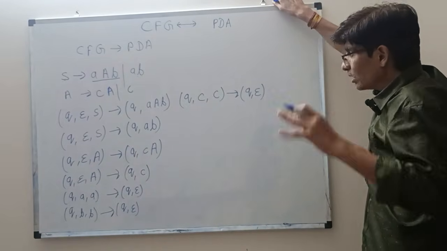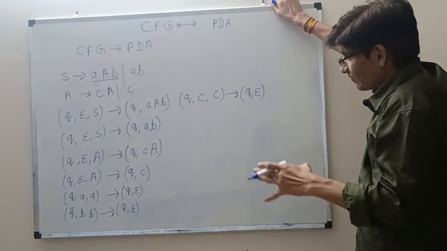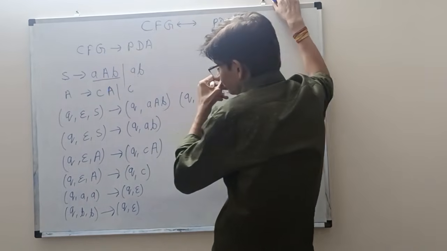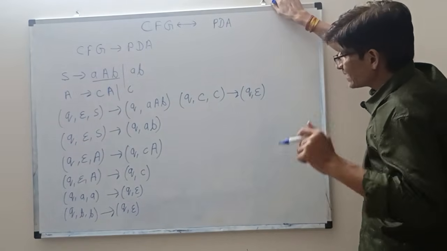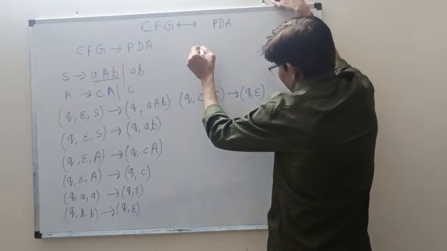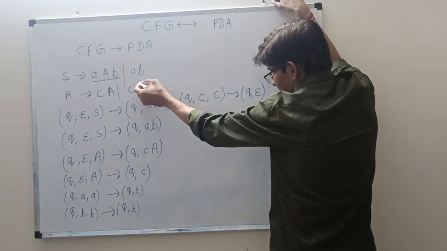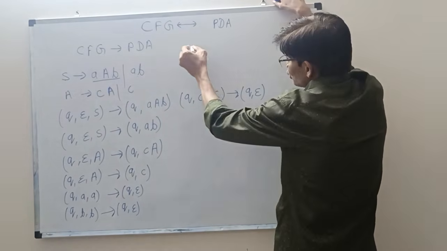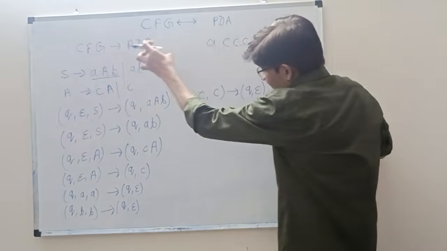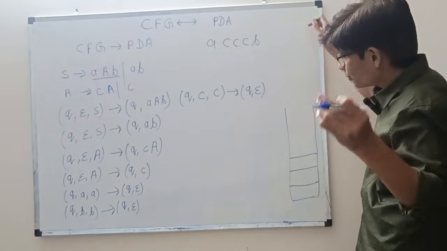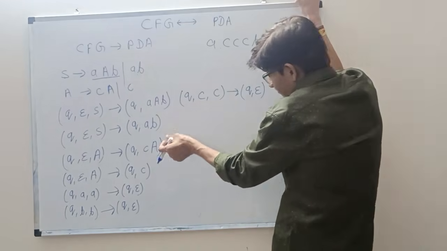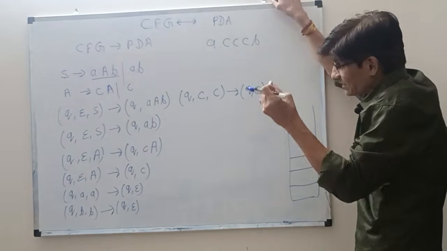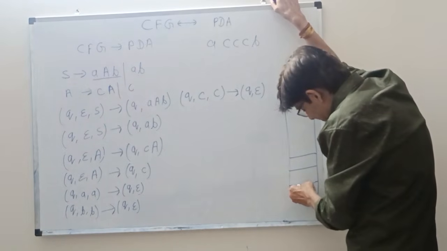Now, I will tell you how this particular PDA will accept all strings generated by this grammar. I can take one example string from this grammar, and I will show you how this PDA will accept this string. As I told you, the star symbol will be the initial stack symbol.